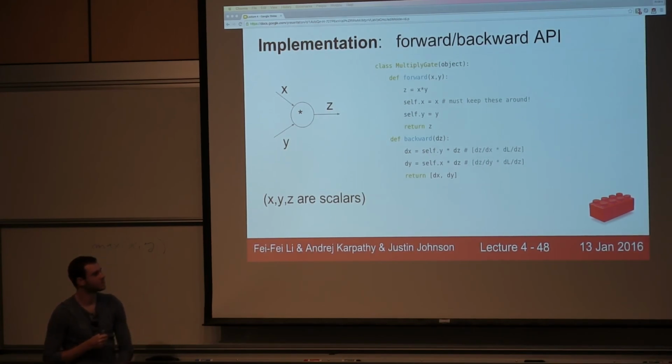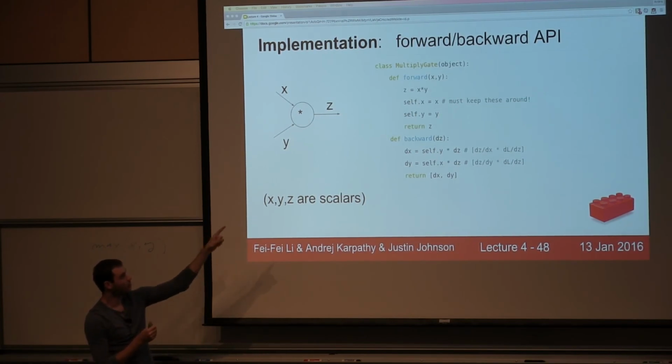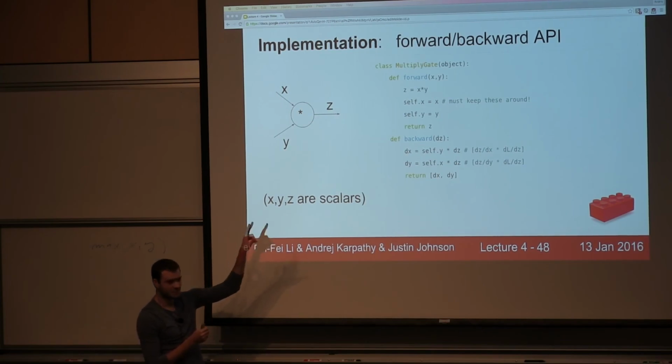If we are computing the local gradients during the forward pass, then we don't need to remember the other variables. You're saying if we remember the local gradients in the forward pass, then we don't have to remember the other intermediates?